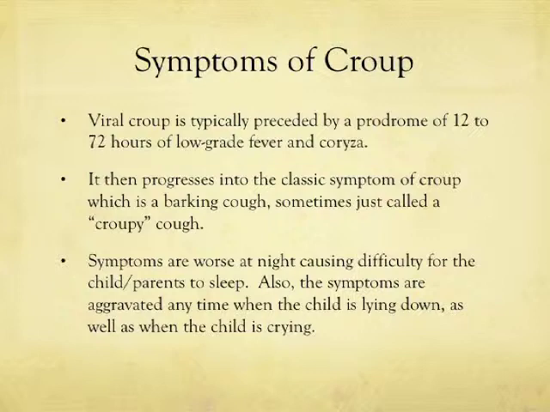Let's talk about the symptoms of croup. Viral croup is typically preceded by a prodrome of 12 to 72 hours of a low-grade fever and coryza. It then progresses into the classic symptom of croup, which is a barking cough, sometimes just called a croupy cough. Symptoms are worse at night, causing difficulty for the child and thus the parents to sleep. Also, the symptoms are aggravated any time when the child is lying down as well as when the child is crying. So it's definitely important to help try to keep the child calm and to breathe properly. We'll talk about that here in a little bit with treatment as well.